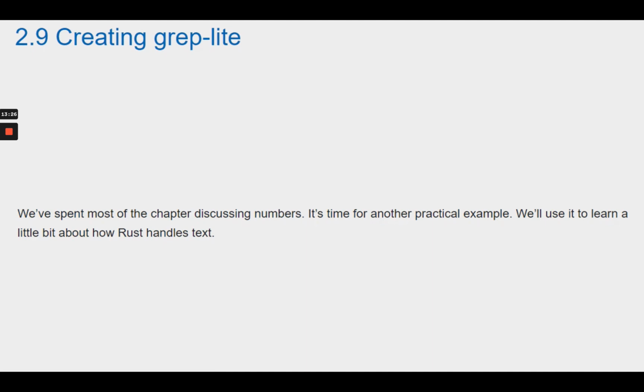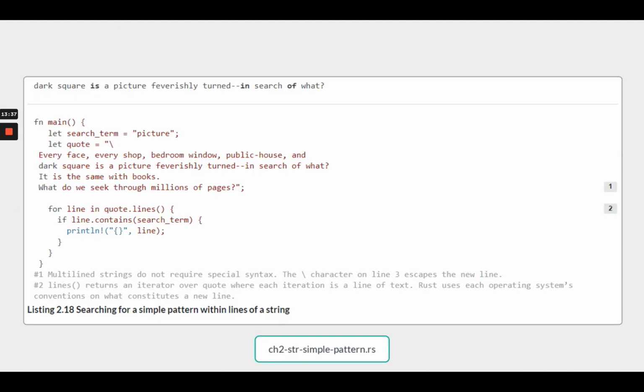Section 2.9, Creating grep-lite. We've spent most of the chapter discussing numbers. It's time for another practical example. We'll use it to learn a little bit about how Rust handles text. Listing 2.18 is our first iteration of grep-lite. The code for this program is in this file. Its hard-coded parameters restrict flexibility somewhat, but these are useful illustrations of string literals.